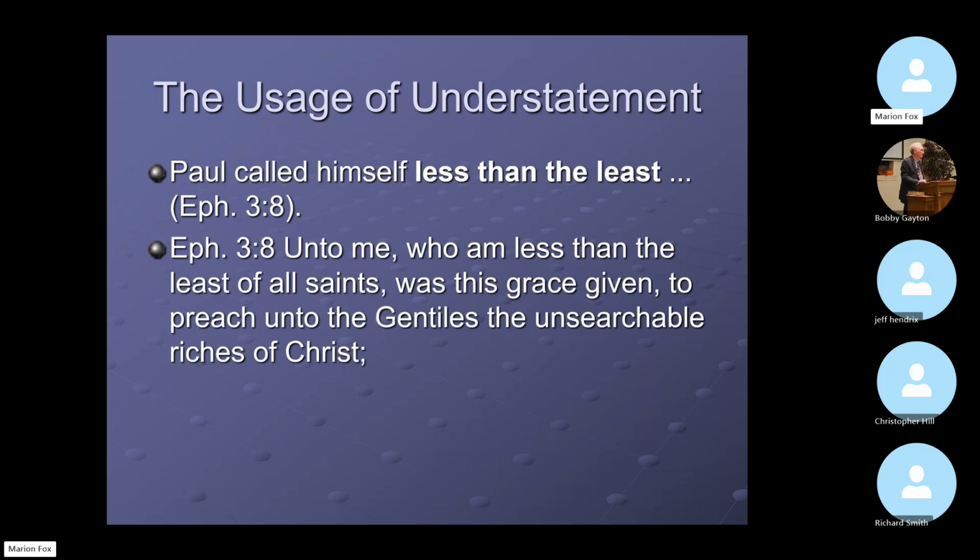But he's less than the least of all the saints, and this grace was given to preach unto the Gentiles the unsearchable riches of Christ. The Gentiles that he preached to were largely Greek-speaking Gentiles, I believe. I think we can show that from other passages. So right here, I'm less than the least, but he wasn't. He had done some bad things, but those things were forgiven.